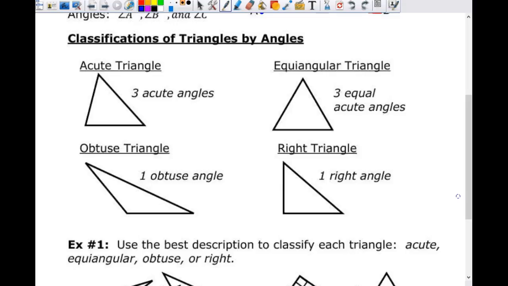All right. You can classify a triangle by its angles. An acute triangle has three acute angles. Acute angles are less than how many degrees? 90 degrees. An equilateral triangle has three angles that are the same. Three angles less than 90 degrees.